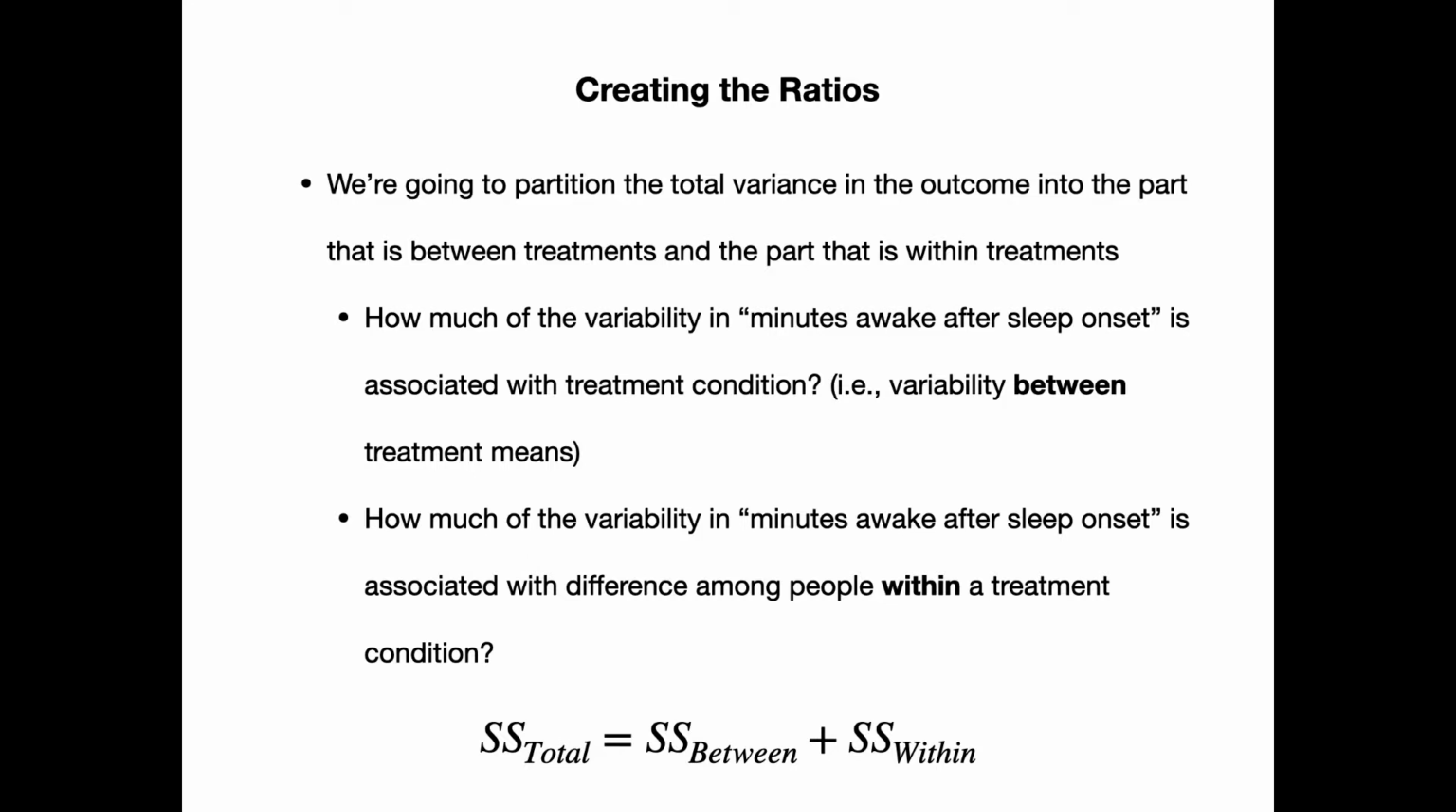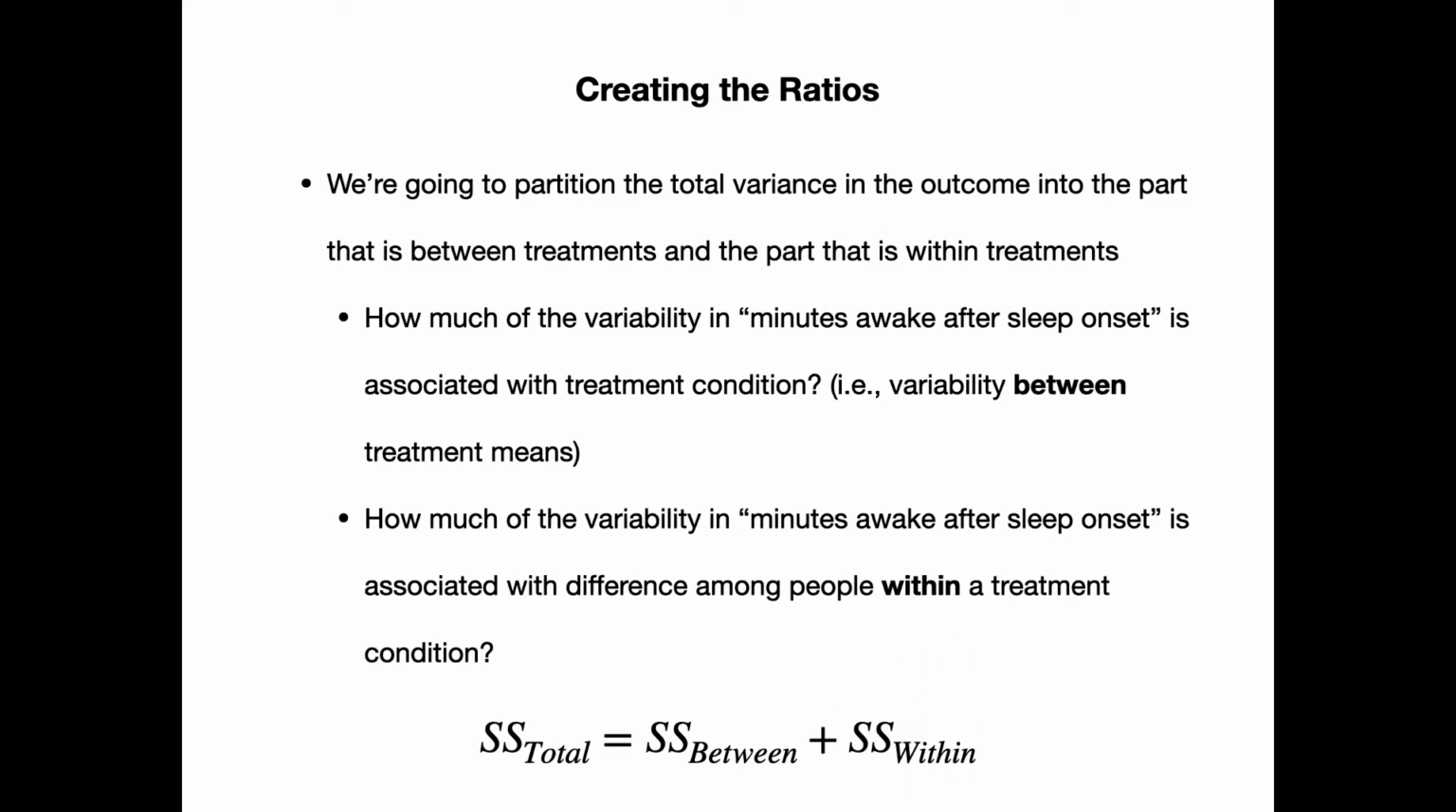So to create these ratios, we're going to go through and partition the variance just like we did in regression. If you remember, in regression we partitioned the total sums of squares into the regression sums of squares and the error sums of squares. We're going to do the exact same thing here in ANOVA. It's just we're going to call them something different. Specifically, we're going to take the total and partition it into the sums of squares between and the sums of squares within.